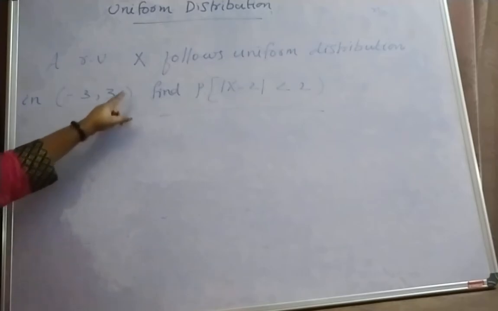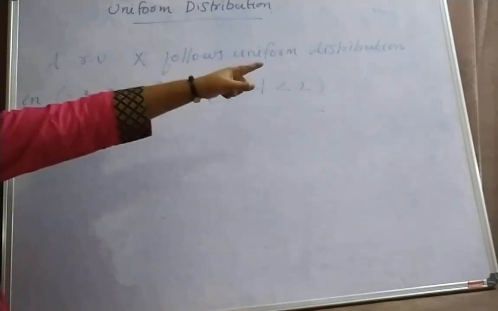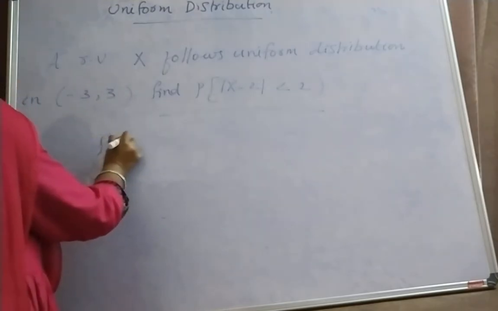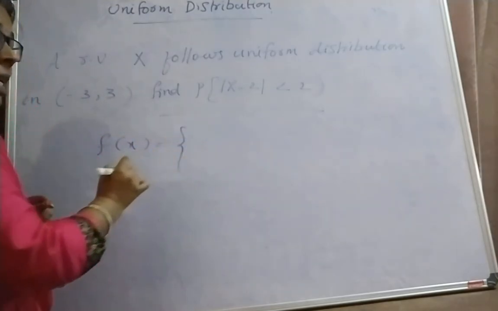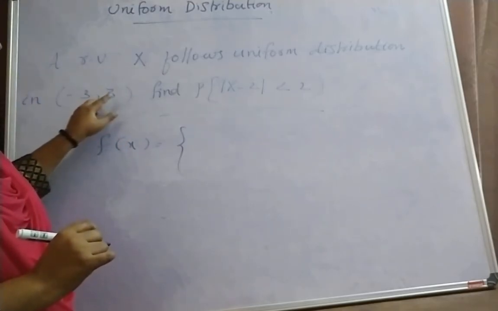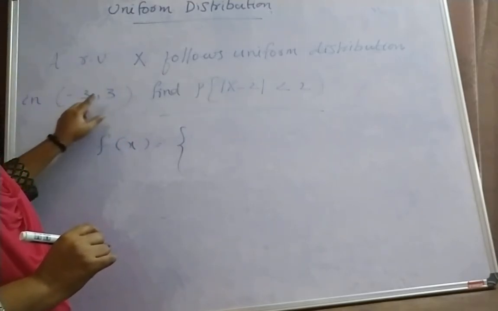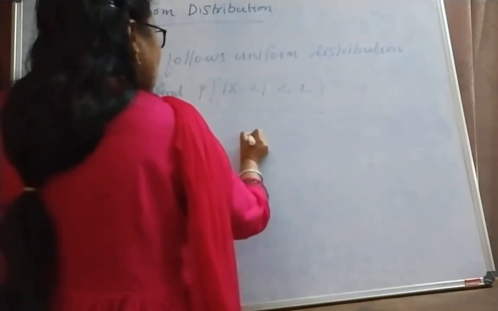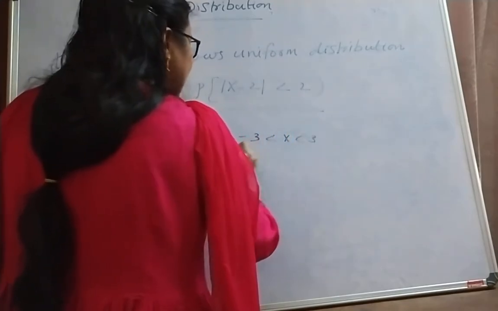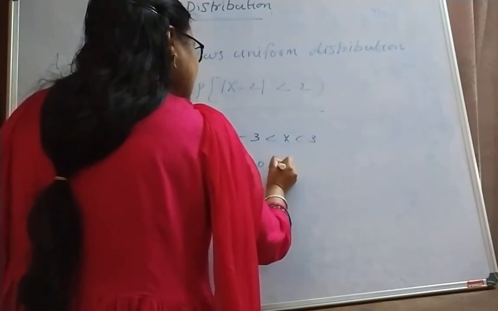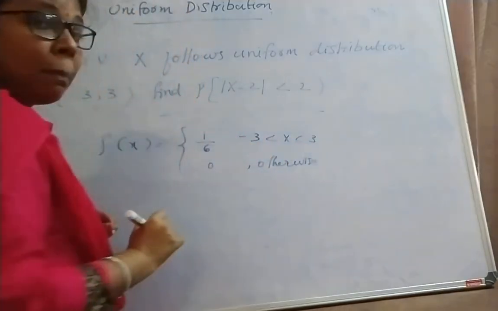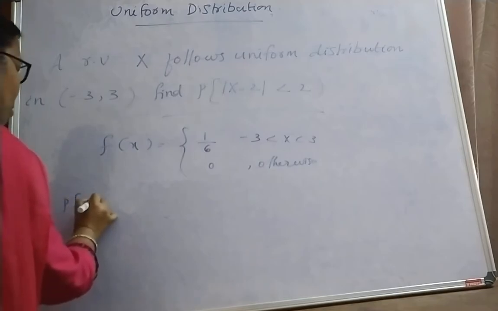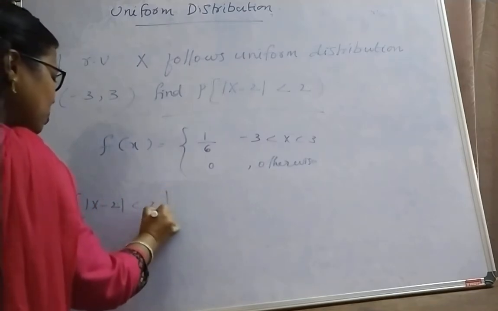Here given that x is a random variable that follows a uniform distribution in the interval minus 3, 3. Therefore, its PDF is f of x, our formula is 1 by b minus a. That is 1 by upper limit minus lower limit, 1 by 3 minus minus 3. That is 1 by 6, for minus 3 less than x less than 3, 0 otherwise. Here we get the PDF only. Now for finding the probability of mod x minus 2 less than 2.